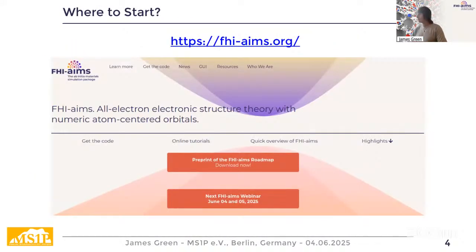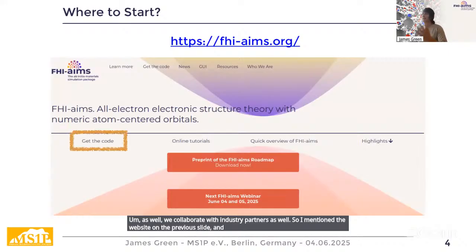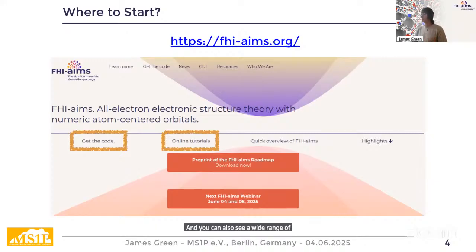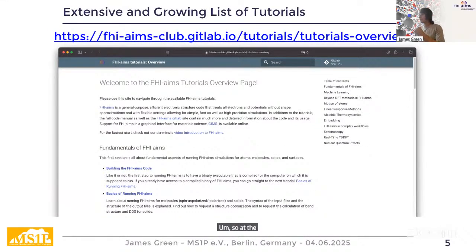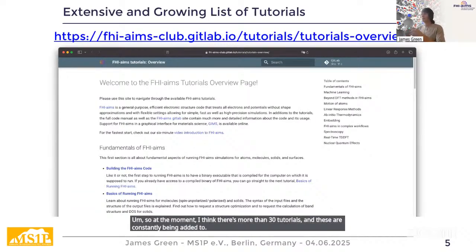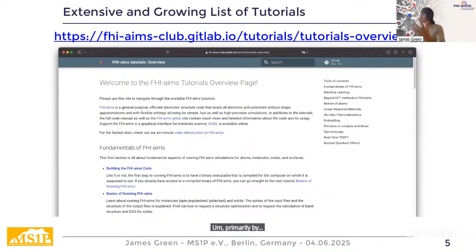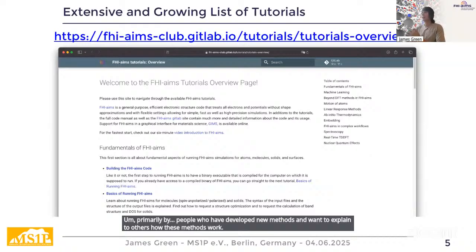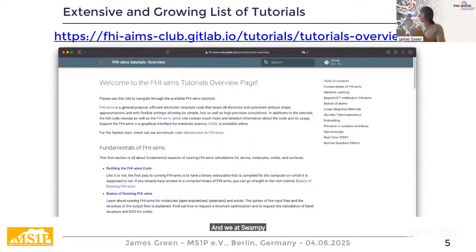So I mentioned the website on the previous slide, and this is where you can get the code. And you can also see a wide range of online tutorials that we have for FHI-aims. At the moment, I think there's more than 30 tutorials, and these are constantly being added to, primarily by people who have developed new methods and want to explain to others how these methods work. And we at MS1P also add and edit some of these tutorials as well. And I'll mention some of these tutorials when I get onto the part of the talk about accepted states.